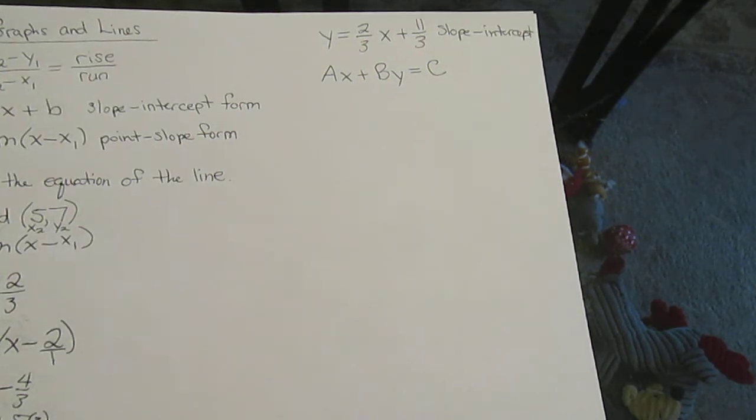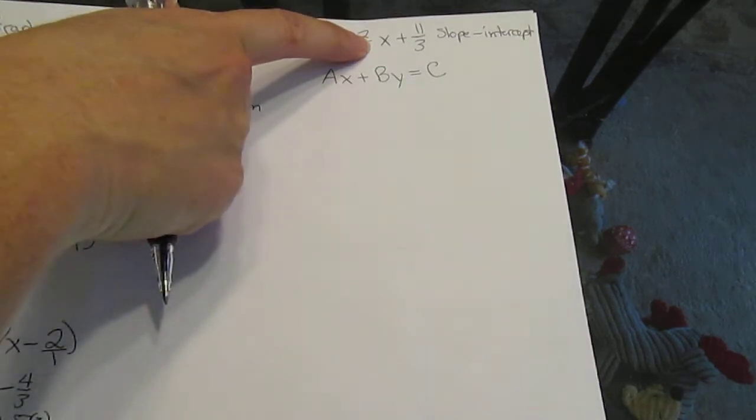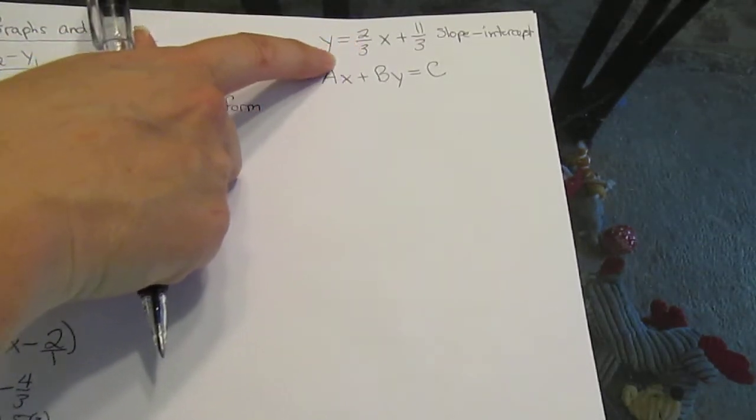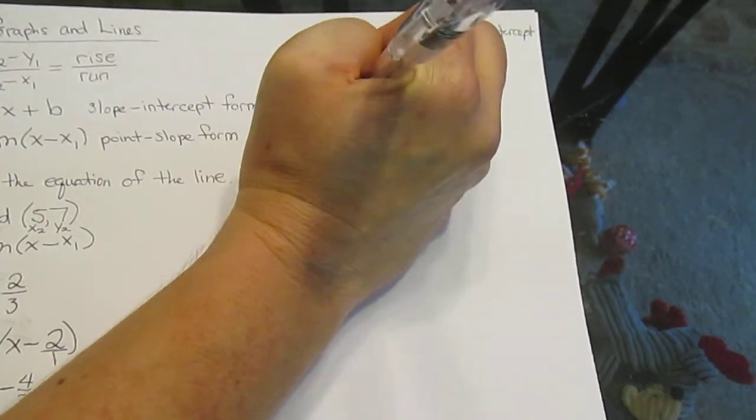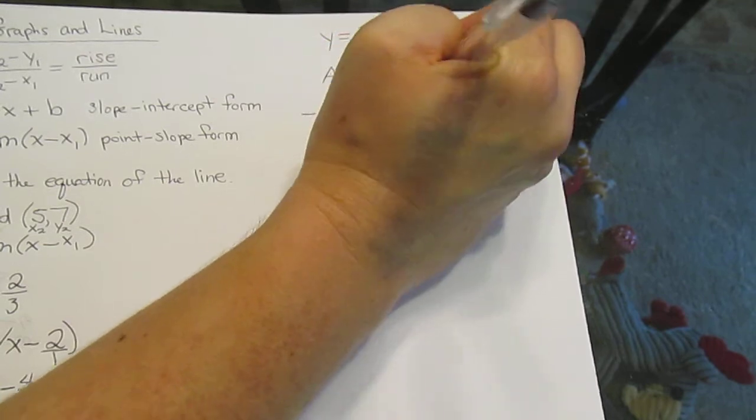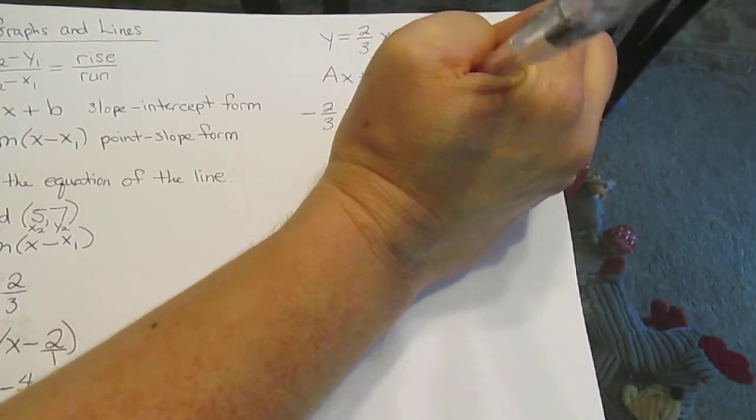Okay, so moving this one into standard form, I need to move the x over, so I'll subtract 2/3 x. So I'll get negative 2/3 x plus y equals 11/3.